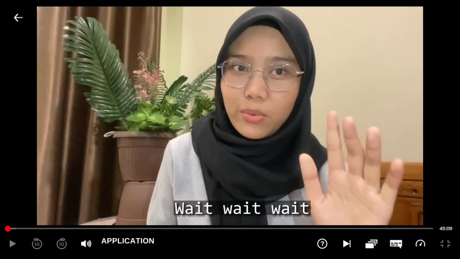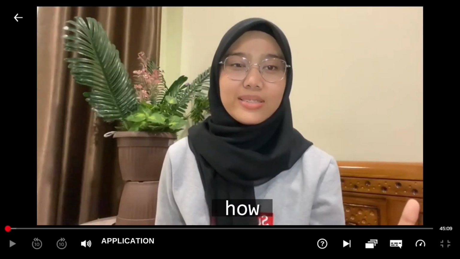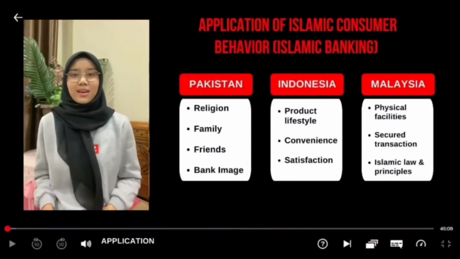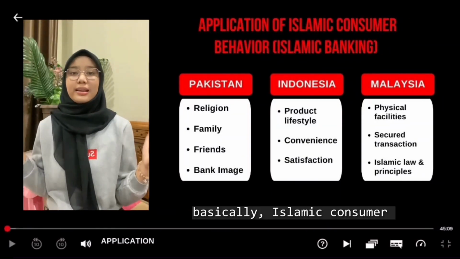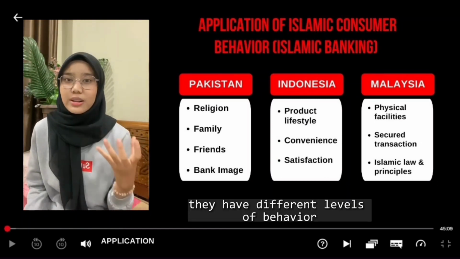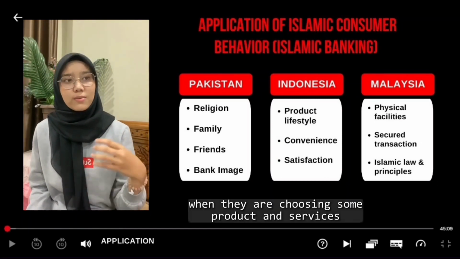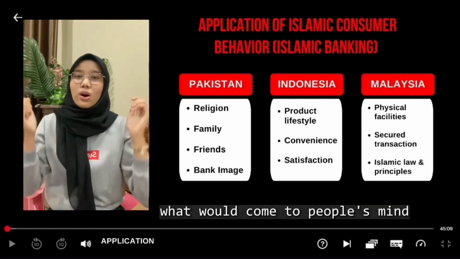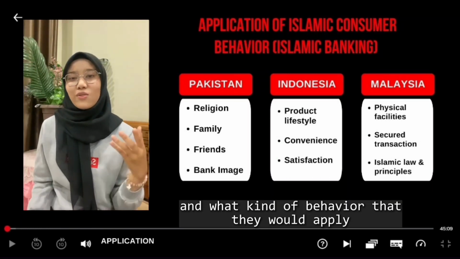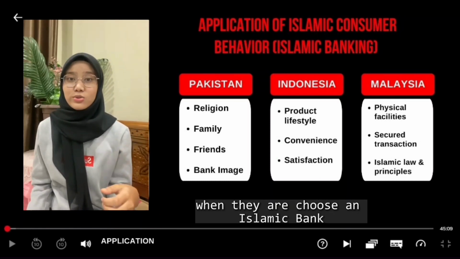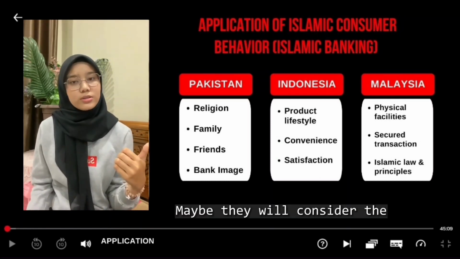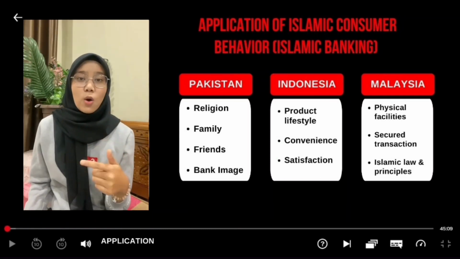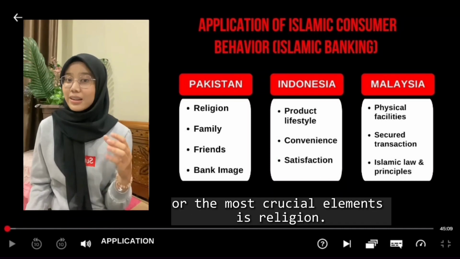Would you like to know how Islamic consumer behavior is implemented in real life? Okay, let me explain. Basically, Islamic consumers have different levels of behavior when they are choosing some products and services. Like when I say Islamic banking, what will come to people's minds and what kinds of behavior will they apply when they are choosing an Islamic bank? Maybe they will consider the bank reputation, the ethical organization, or the most crucial element, which is religion.